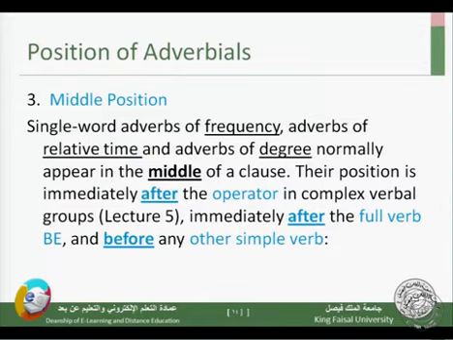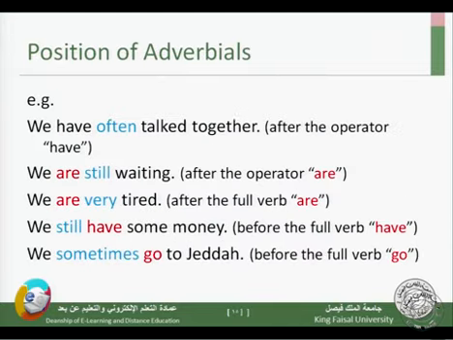They also come after the full verb be, which also can be used as an operator if you remember our discussion in lecture 5. So they come after operators, including the full verb to be, and they come before any other verb. Okay, so all other verbs, they come before it. Let's look at these examples. We have often talked together.